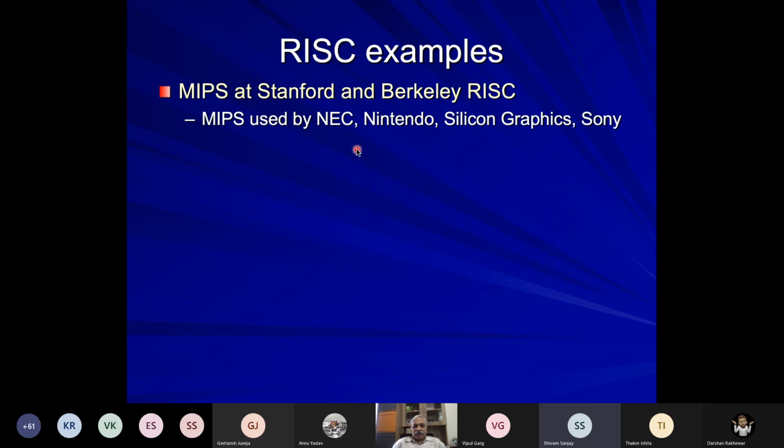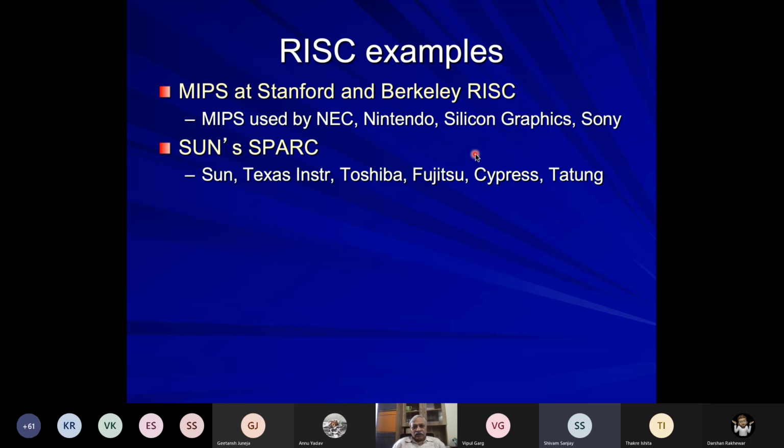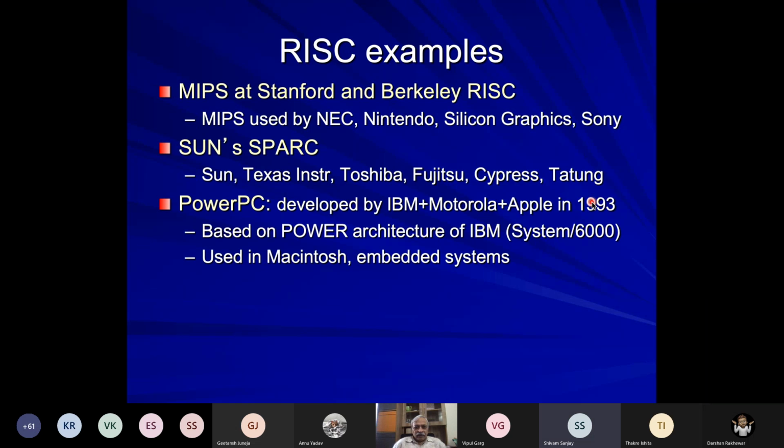So some of the early examples of RISC are the MIPS processor at Stanford and Berkeley RISC at UC Berkeley. MIPS was commercially used by NEC, Nintendo, Silicon Graphics, Sony. So several companies used it. Now it's not so much in use. Sun SPARC had been a prominent RISC architecture used by Sun and other companies like Texas Instruments, Toshiba, Fujitsu, Cypress, and so on. PowerPC was developed by a consortium of IBM, Motorola, and Apple. It was derived from an early architecture of IBM called Power, and it got used in some examples, as you can see.